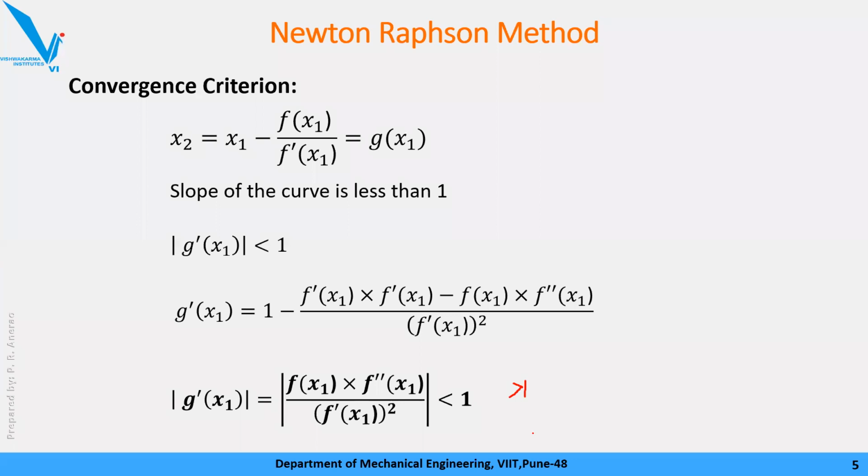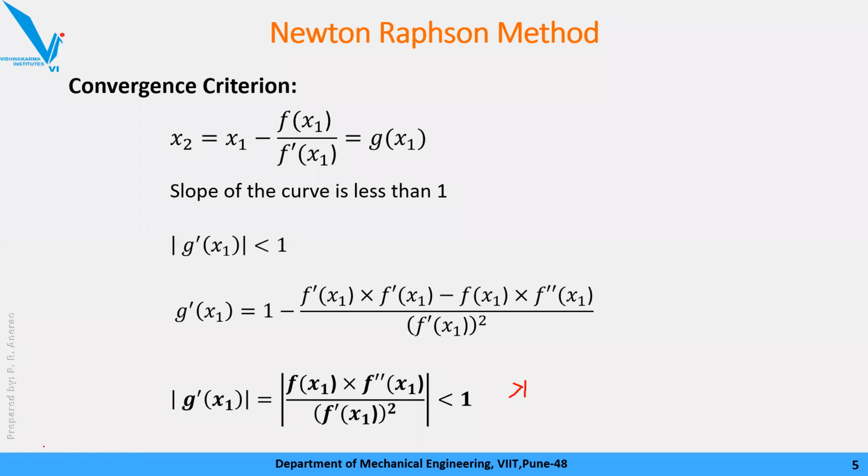For example, earlier when you solved this equation, you had taken the x1 value equal to 1. Now you have to change it, take 2 or 0 or 3, some other value. So this is your convergence criteria.